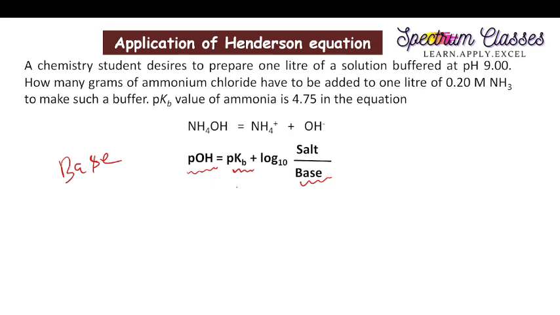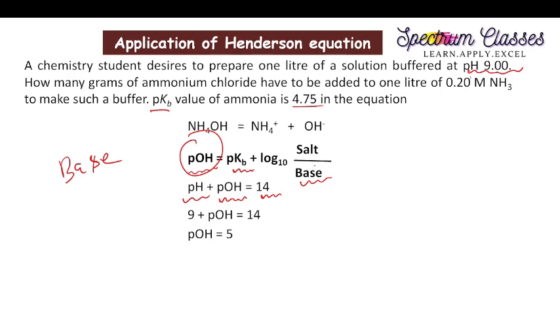Now put all the values here. pKb is given as this much. I am going to put here the pH I need to prepare, but in this equation I do not have pH. I need to calculate the pOH first. So pH is equal to 9, and pH plus pOH is equal to 14 according to the ionization of water. So from this equation I get pOH is equal to 5, and on putting these values of pOH and pKb in this Henderson equation, I get this much, right?